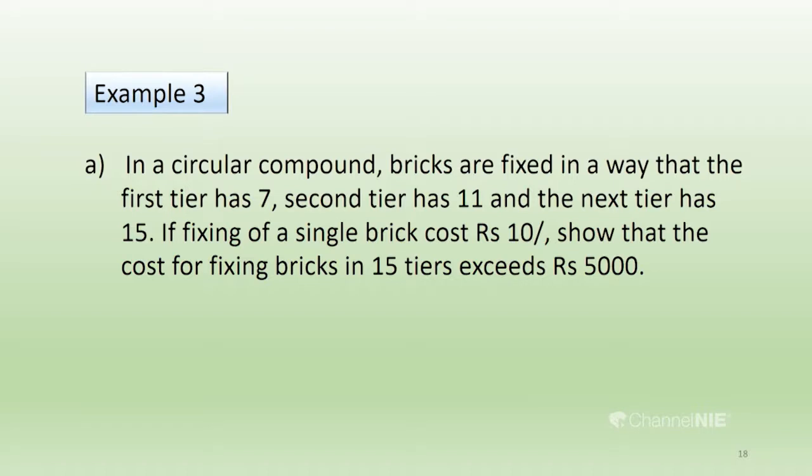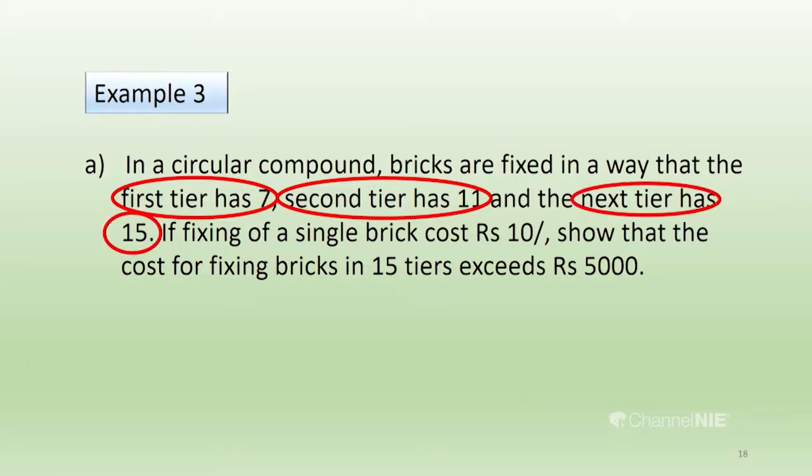You have to read this sum twice. In a circular compound, bricks are fixed in a way that the first tier has 7, the second tier has 11, and the next tier has 15. You have to mark them, they are very important. If fixing a single brick costs 10 rupees, show that the cost for fixing bricks in 15 tiers exceeds 5,000.